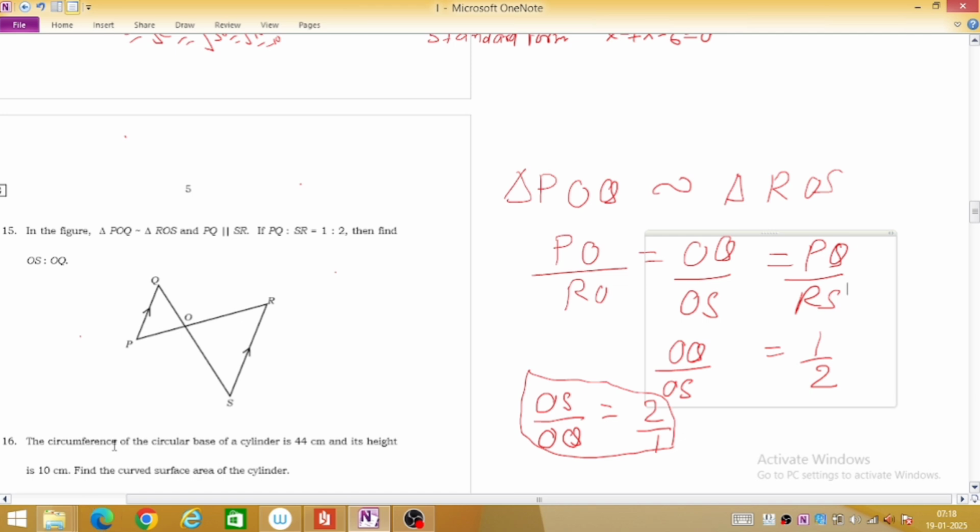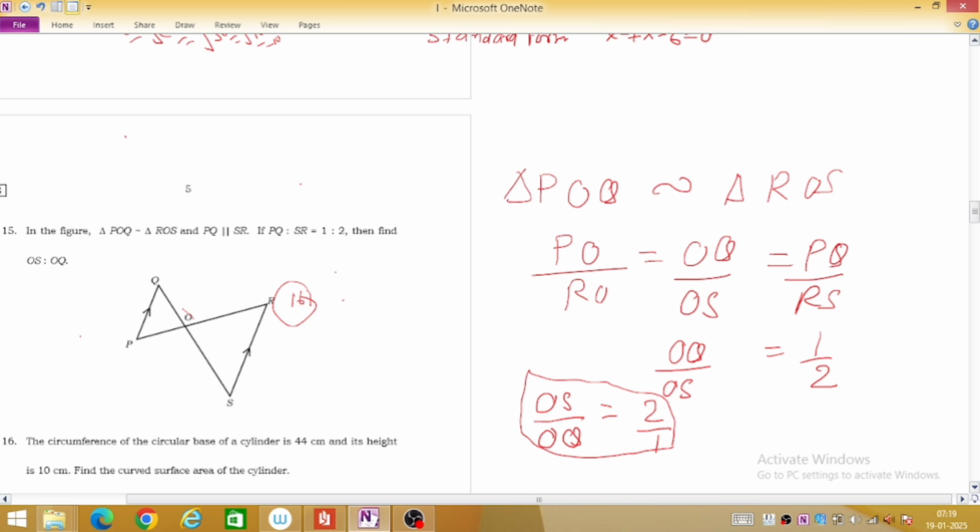Question number 16: The circumference of the circular base of a cylinder is 44 and its height is 10 centimeters. Find the curved surface area. This is a 16 number question. What is the curved surface area?